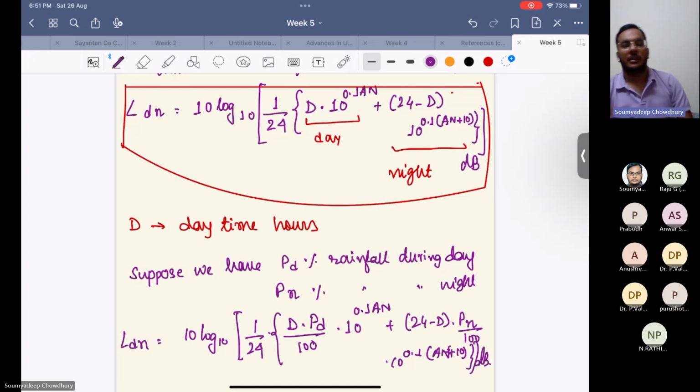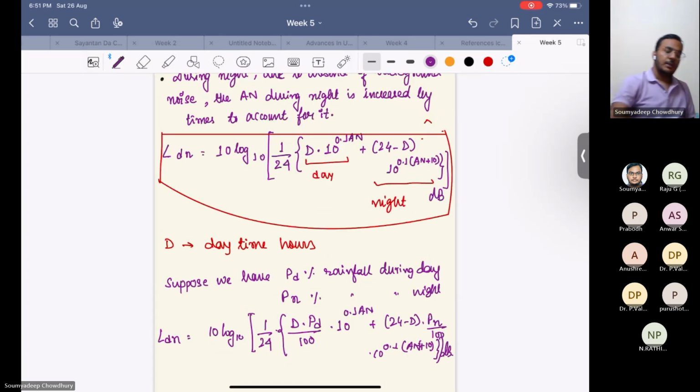Is it clear? Any confusion, anything? Just have a look at these two equations. If you have any doubts, you want to understand, you can tell me. Any questions, anyone? Or is it clear? So this will be clear when we solve some numericals, right?